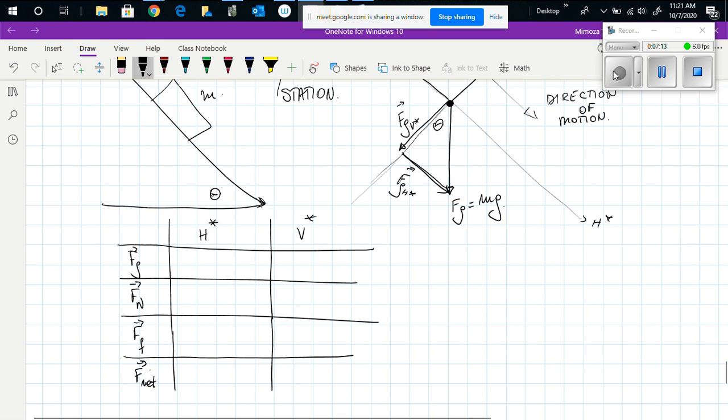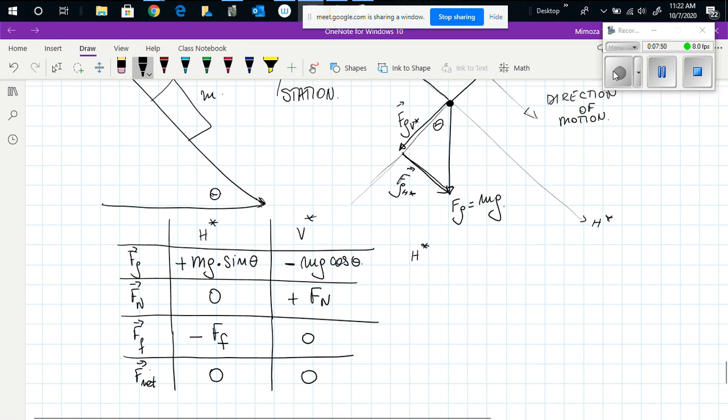So the horizontal component of force of gravity will be positive mg times sine theta. The vertical component will be negative mg cosine theta. Okay. Force normal in the horizontal is 0, in the vertical is Fn. Force of friction in the horizontal is equal to force of friction, on the vertical is 0. Since it is stationary, both the horizontal and vertical are equal to 0.